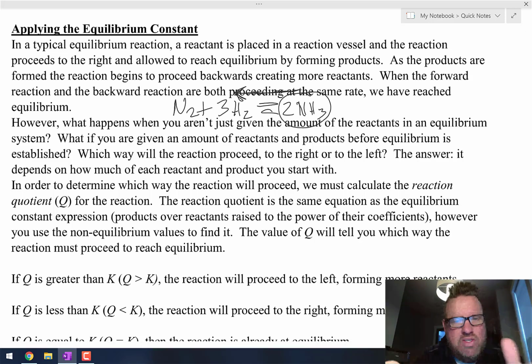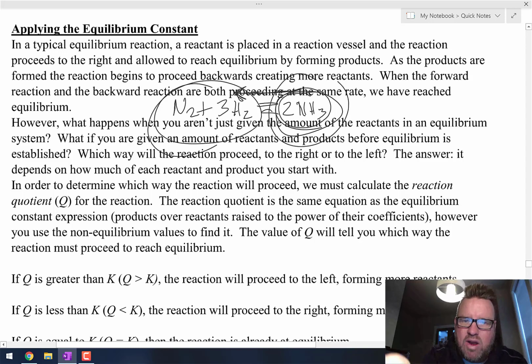So if you start with some reactants, of course, the reaction is going to begin by proceeding to the right. And of course, if you start with some products, like we just said, if you start with NH3, the reaction is going to proceed to the left. Okay, but what happens if you start with some reactants and some products? Then, which way will the reaction proceed?